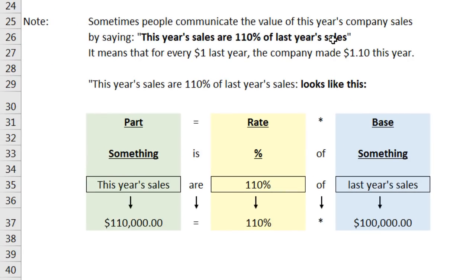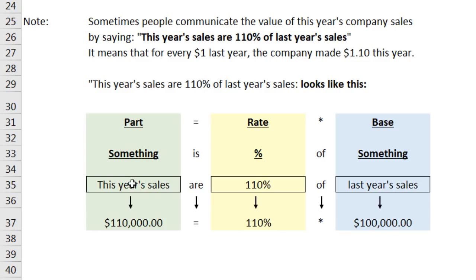Now let's take a closer look at this example and scroll down. Sometimes people communicate the value of this year's company sales by saying, this year's sales are 110% of last year's sales. It means that for every $1 last year, the company made $1.10 this year. But guess what? We can literally take this written or communicated statement and break it apart.